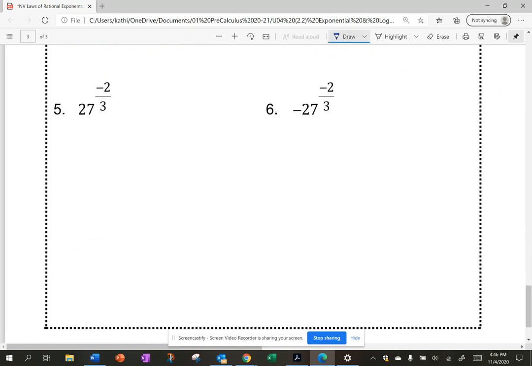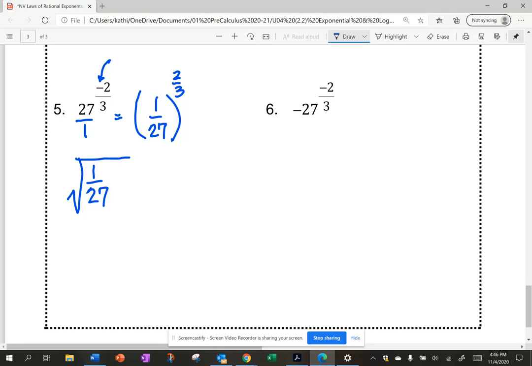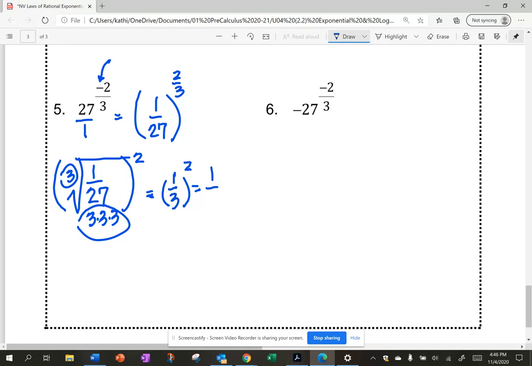Okay, let's keep going with those negative signs. So when I have a negative sign in the exponent, that means my numerator and my denominator need to be flipped. So I have 1 over 27 to the 2/3 power. So I'm going to write 1 over 27 as my base. I'm going to put that under my radical. My index is 3. And I'm squaring this. So again, I'm thinking of 27 as 3 times 3 times 3. And I'm squaring 3, so it's not 3, it's 1 over 3 squared, which is 1/9.